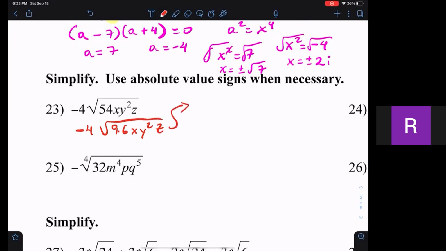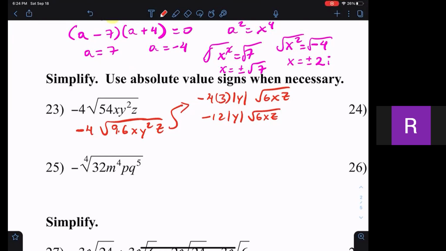So this is -4, and 3 comes out, right? Because the square root of 9 is 3. The 6 stays inside, x stays inside. The y comes out, but with absolute value because this is even, remember? When the index is even, whatever comes out odd is going to have absolute value. And then the c stays inside. So this is -12, absolute value of y, square root of 6xc, right? That should be the answer.